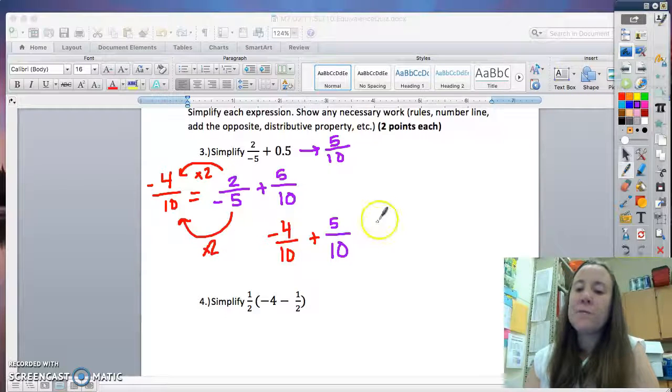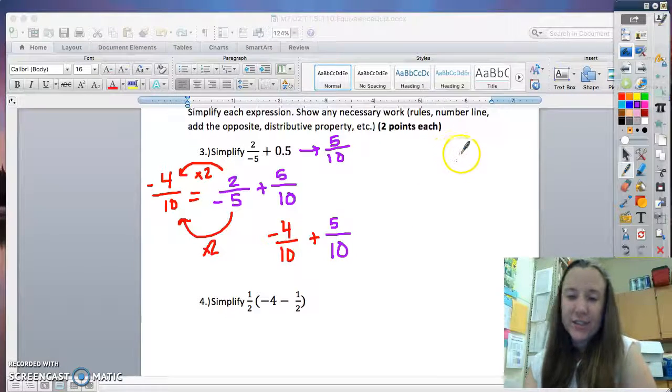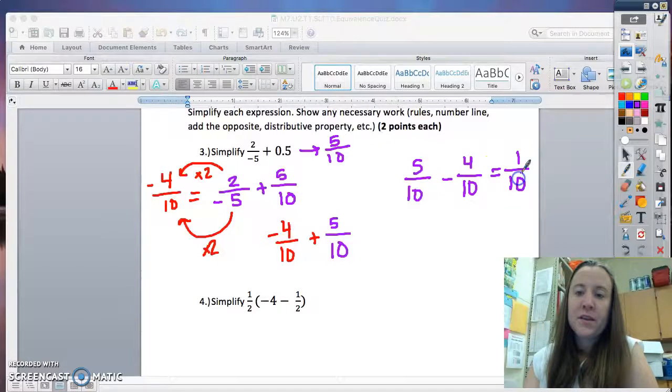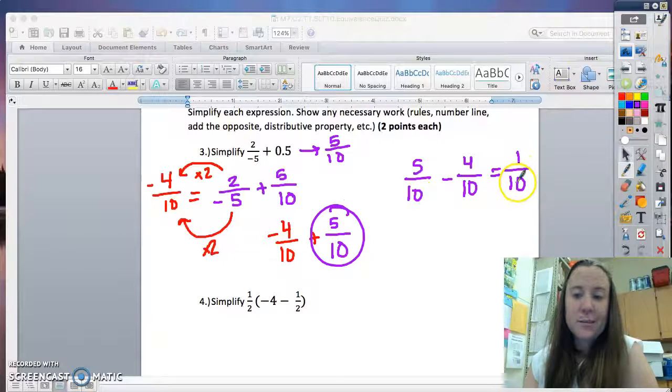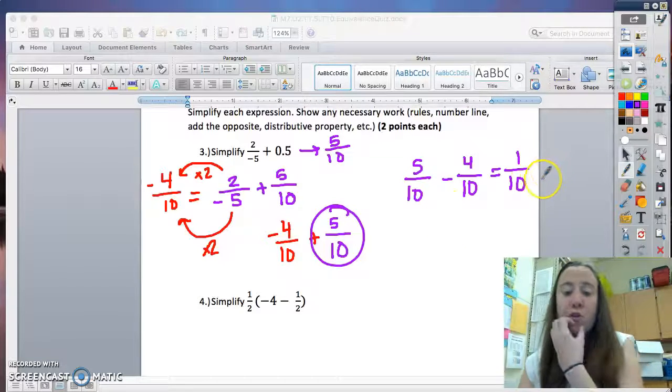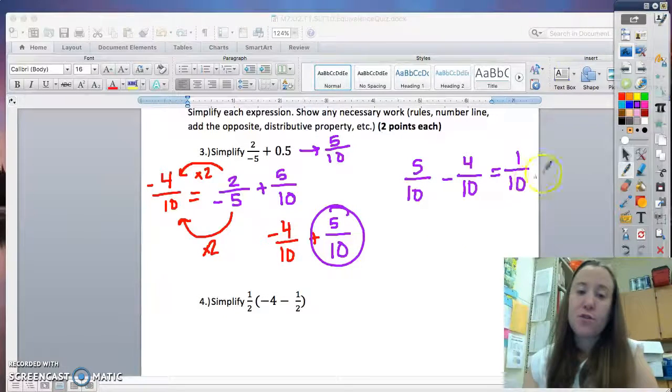And the same rule applies as before. Now we just have fractions instead of decimals. So I'm adding two numbers. The signs are different. I will subtract the numbers. So 5/10 minus 4/10 is 1/10. And the 5/10 is further away from 0, which means my answer is positive, since that 5/10 is positive. And those were both the ways you could have solved number 3.